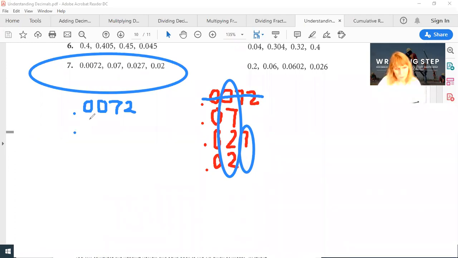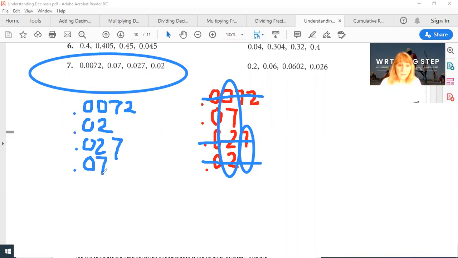So that would be 0.02. And then I can cross that one off. And then the next smallest would be 0.027. And finally, the last, or the biggest, is 0.07. So that's how you would order decimals. Line them up, and then go column by column.